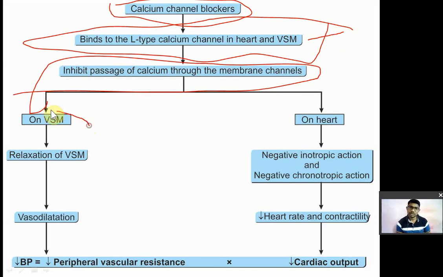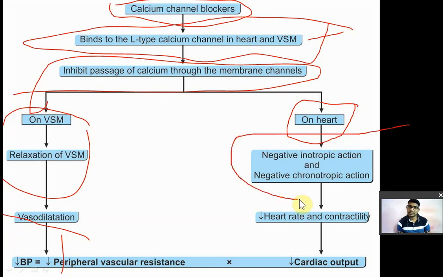What is the effect on vascular smooth muscle? They cause relaxation of vascular smooth muscle, which leads to vasodilation and decrease in peripheral resistance. On the heart, they cause negative inotropic and negative chronotropic effects. Means they will decrease the heart rate and decrease the force of contraction. That's why they decrease the cardiac output. So if there is decrease in cardiac output and decrease in peripheral resistance, there is a decrease in blood pressure. That's how calcium channel blockers act.